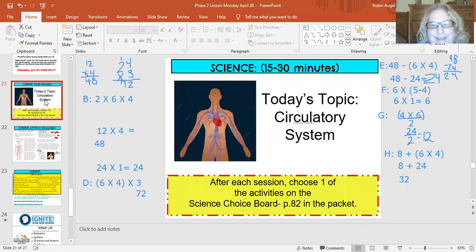Science. Circulatory system. All right. Again, same thing as for math. Durham Public Schools wants you to choose one of the activities from the Science Choice Board on page 82. I think that I can share that with you. Let me see.